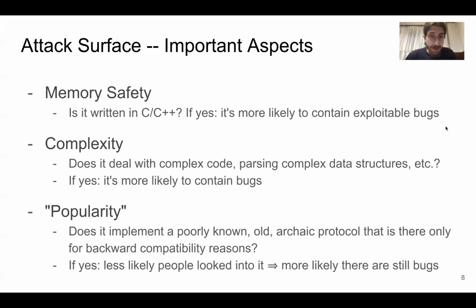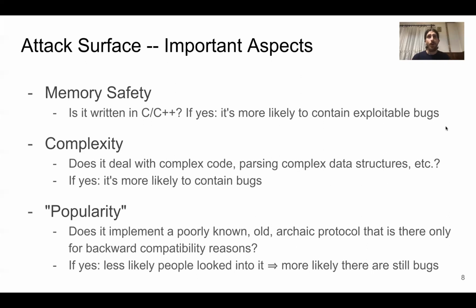Other aspects, memory safety. If your attack surface is written in C++, then it's more likely to contain exploitable bugs. Because if your attack surface is written in Java, you can already exclude that there are buffer overflows there. Okay. Complexity. Is this attack surface including code that is very complex, such as, for example, code that parses complex data structures? If yes, that historically is more likely to contain bugs. A sorting algorithm is less likely to contain bugs than a parser of some kind of custom complicated file format. Okay.